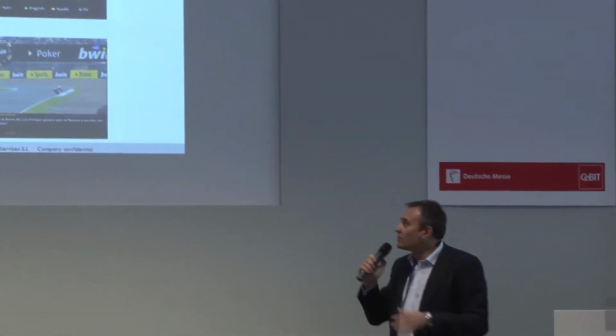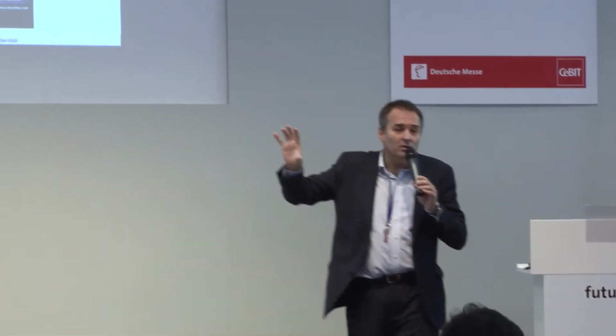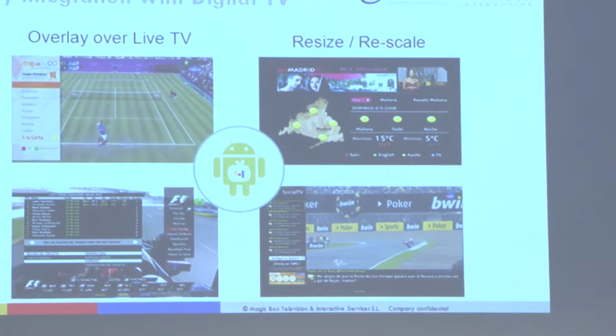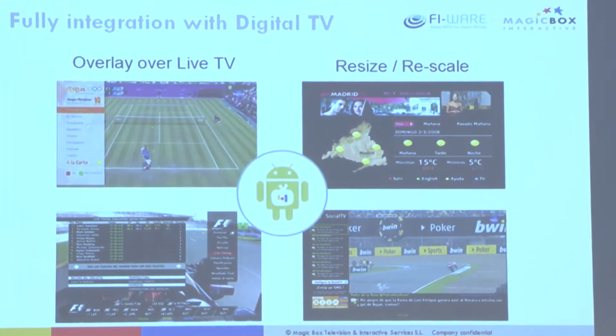When we talk about full integration with digital TV, this means that we can run our application over the TV signal, which could be a live signal or an on-demand signal, on-demand TV programs, and we can resize. Resize means that we can reduce the size of the TV screen, and we can add information to this content.